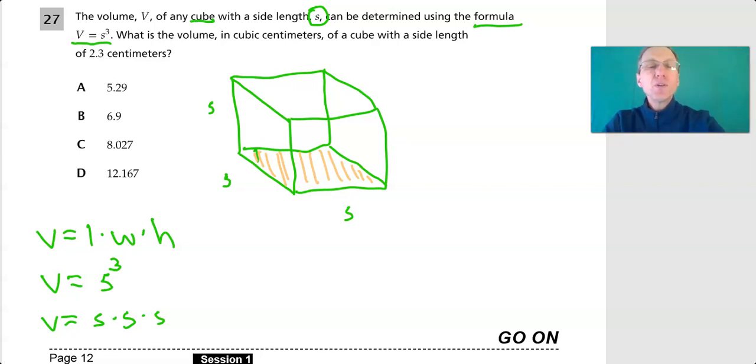Okay, so let's go to the question. What is the volume in cubic centimeters? Don't let that throw you for a loop. When you have area, you use square units. Volume is using cubes, so we have cubic units. What's the volume in cubic centimeters of a cube with a side length 2.3 centimeters? So in other words, instead of S, they're saying this is 2.3.